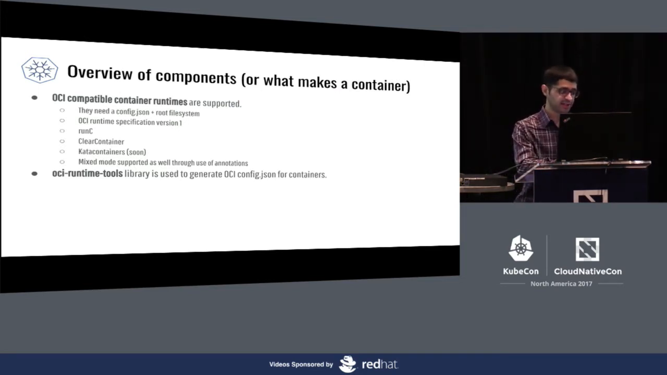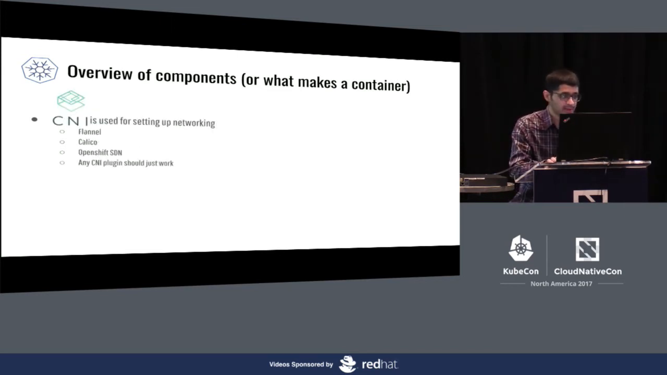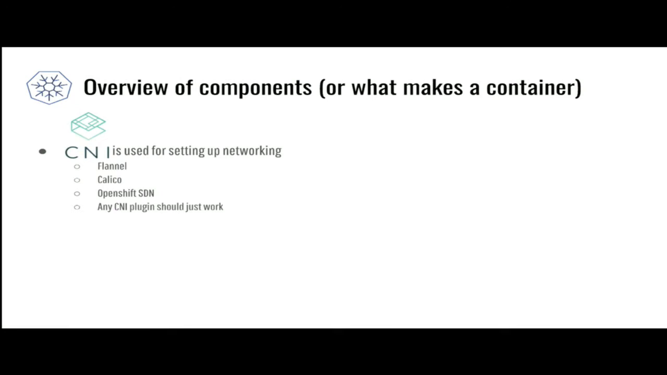And then finally, there's another small library that we use for generating the config.json. It's in OCI runtime tools. It's an Open Containers project. For networking, CNI is used for setting up whatever plugin is configured. CNI has kind of become the standard for container networking, and most companies that are in that space have plugins that support CNI. So we have tested a bunch of them and are pretty confident that any CNI plugin can be plugged into CRI-O and it should just work.